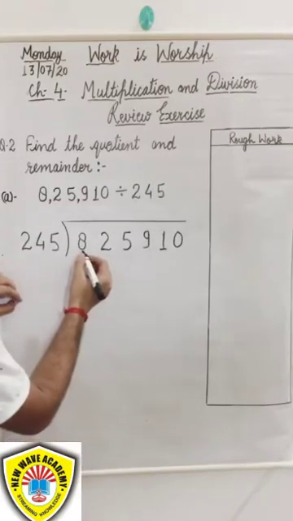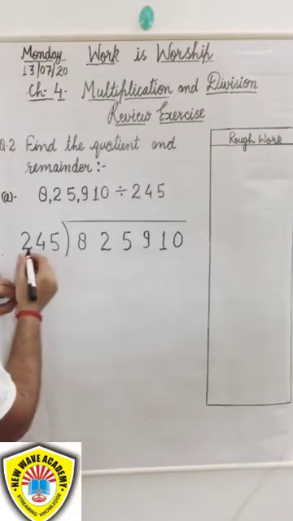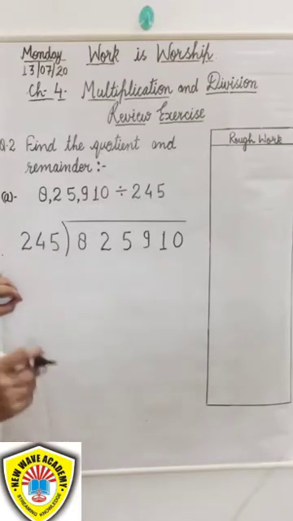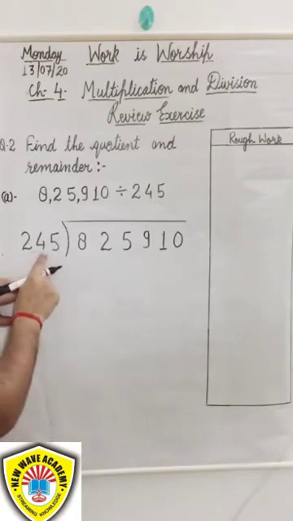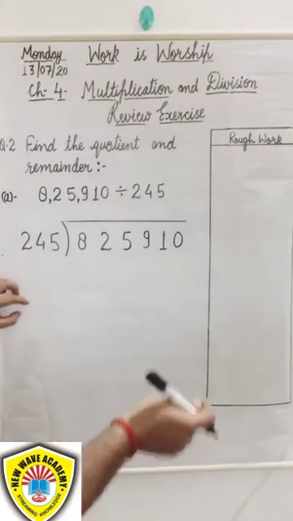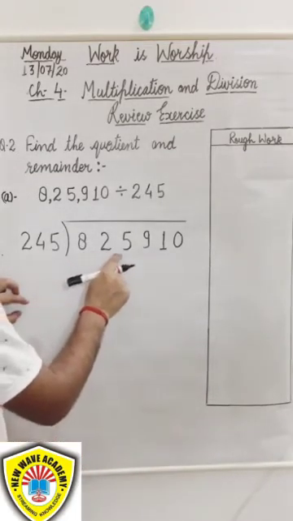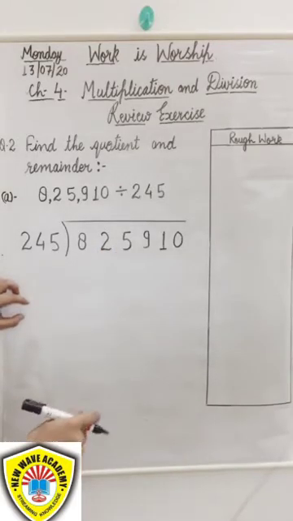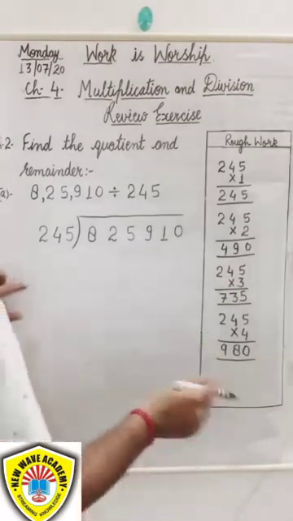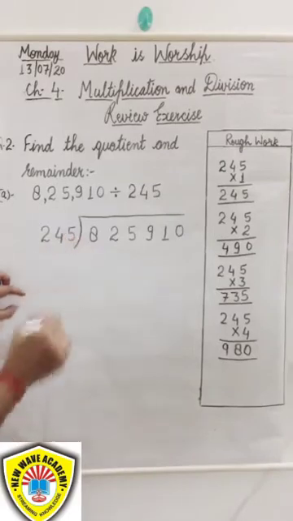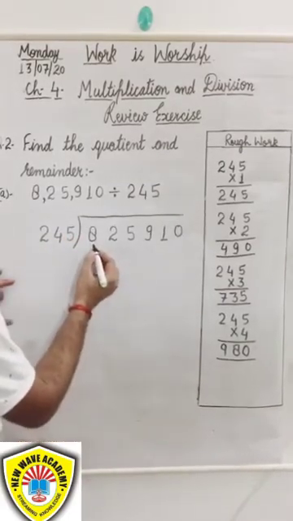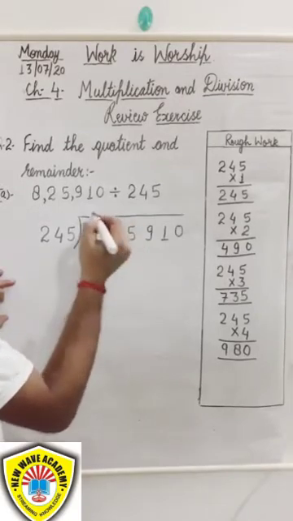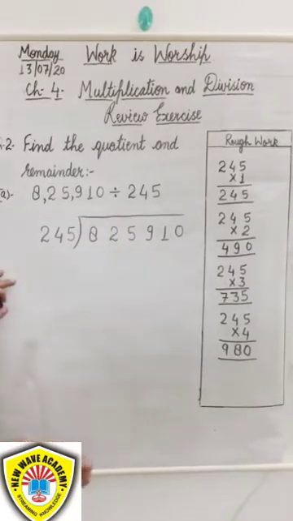Now we have to divide 825 by 245. So here we have to find a product from the table of 245 which is either smaller than or equal to 825. Students, now we will assume the table of 245 for getting a product which is nearly smaller than or equal to 825. So let us start the assumption of table.